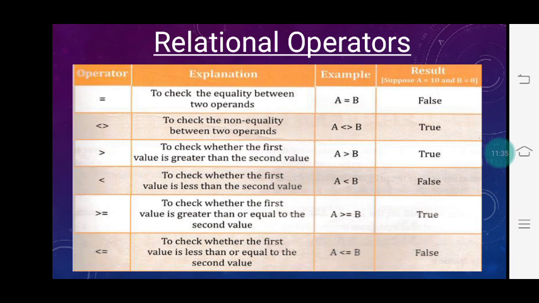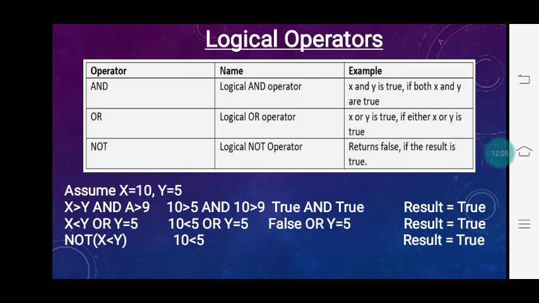Now greater than or equal to, to check whether the first value is greater than or equal to the second value. So 10 is greater than or equal to 8. Yes, 10 is greater than 8. Less than or equal to, to check whether the first value is less than or equal to the second value. So 10 is less than or equal to 8. No, it is false. 10 is greater. Fine. This is what the relational operators are.